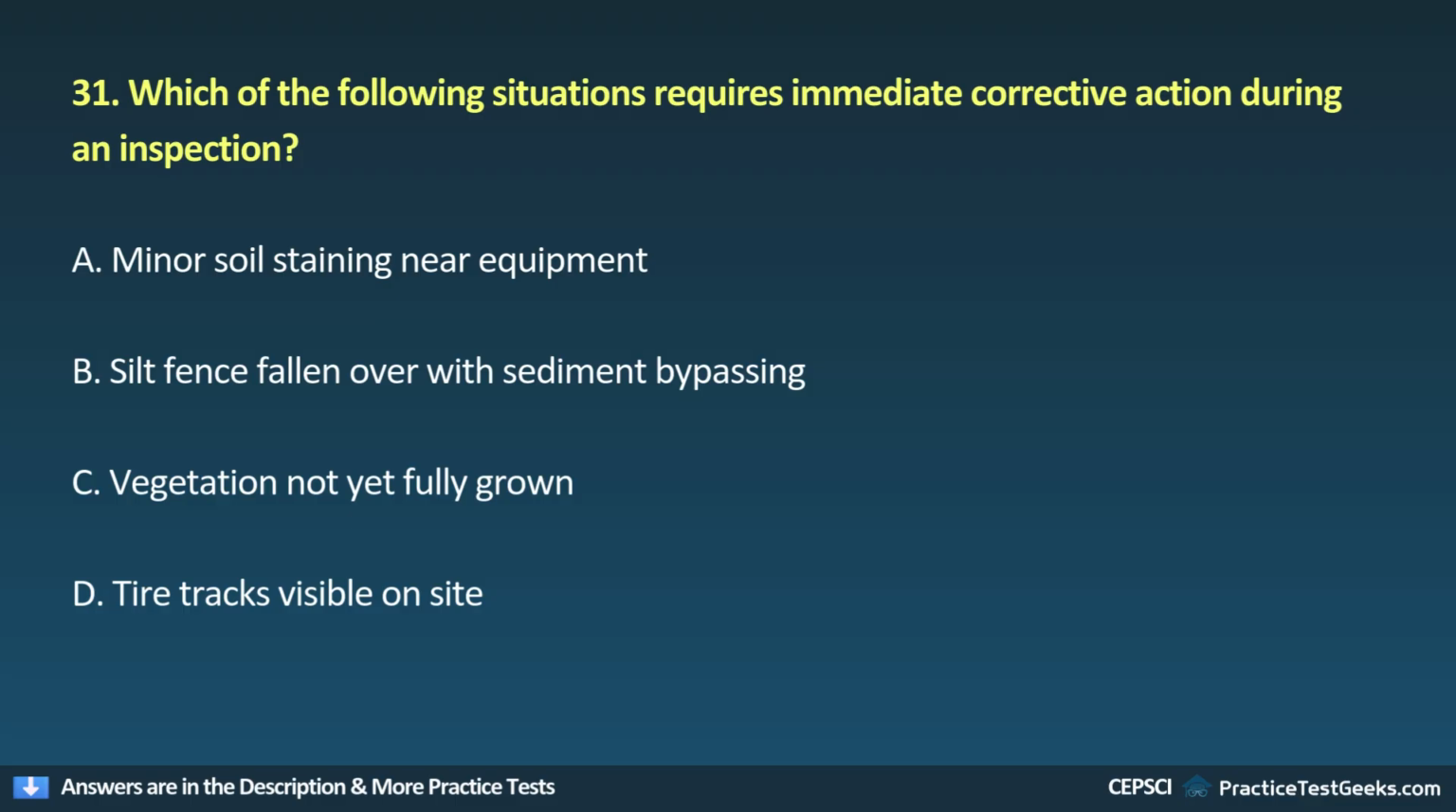31. Which of the following situations requires immediate corrective action during an inspection? A. Minor soil staining near equipment. B. Silt fence fallen over with sediment bypassing. C. Vegetation not yet fully grown. D. Tire tracks visible on site.